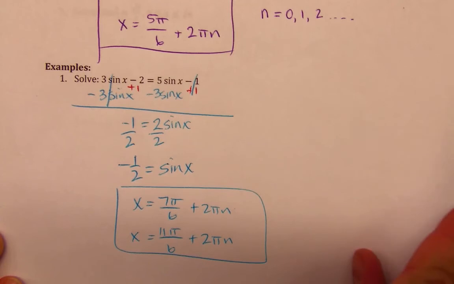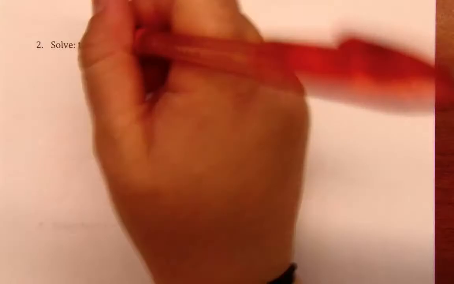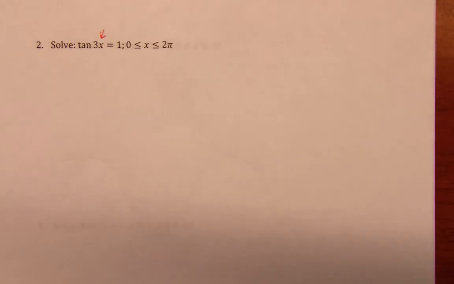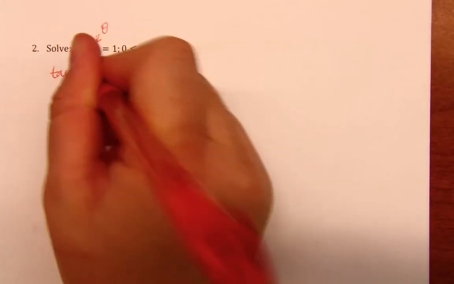I'm going to go ahead and flip the page. And now we have a new equation, and this one is with tangent. We'll do the same thing, but there is one thing that's different about this equation, and it's right here. We have a 3x instead of just x. So what I'm going to do is rewrite that as theta. Okay, so tangent of theta is equal to 1.